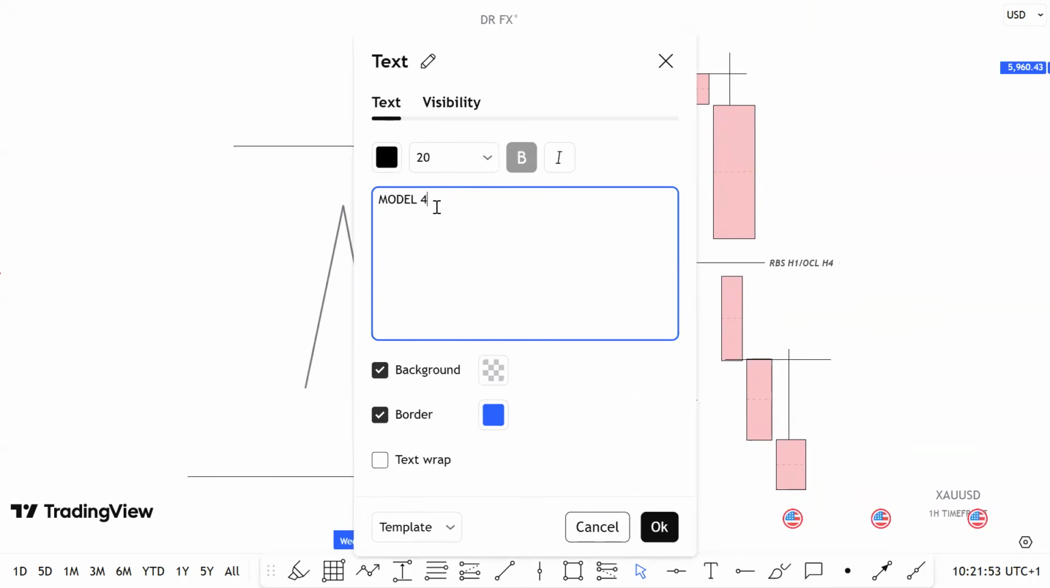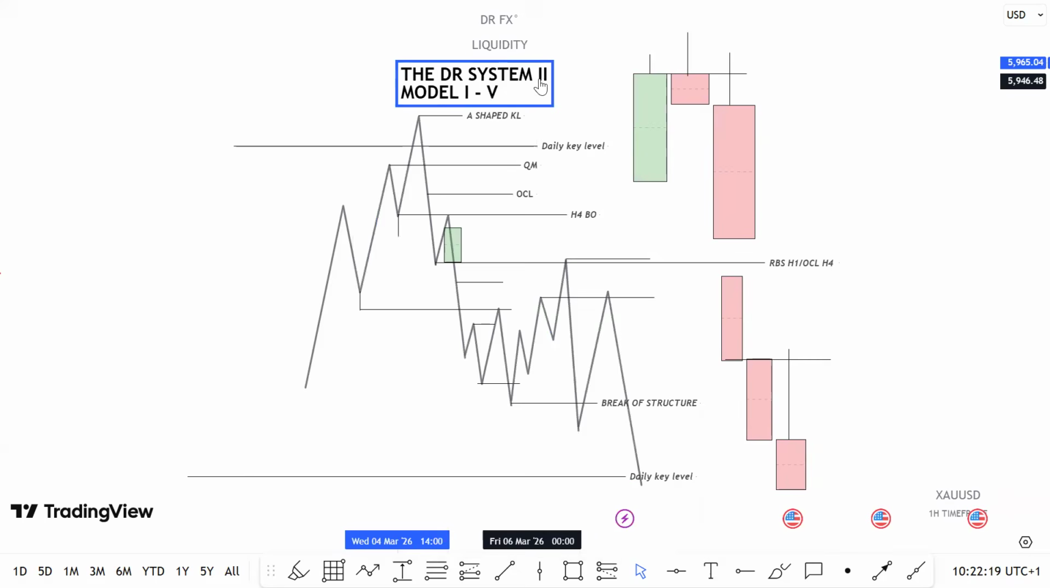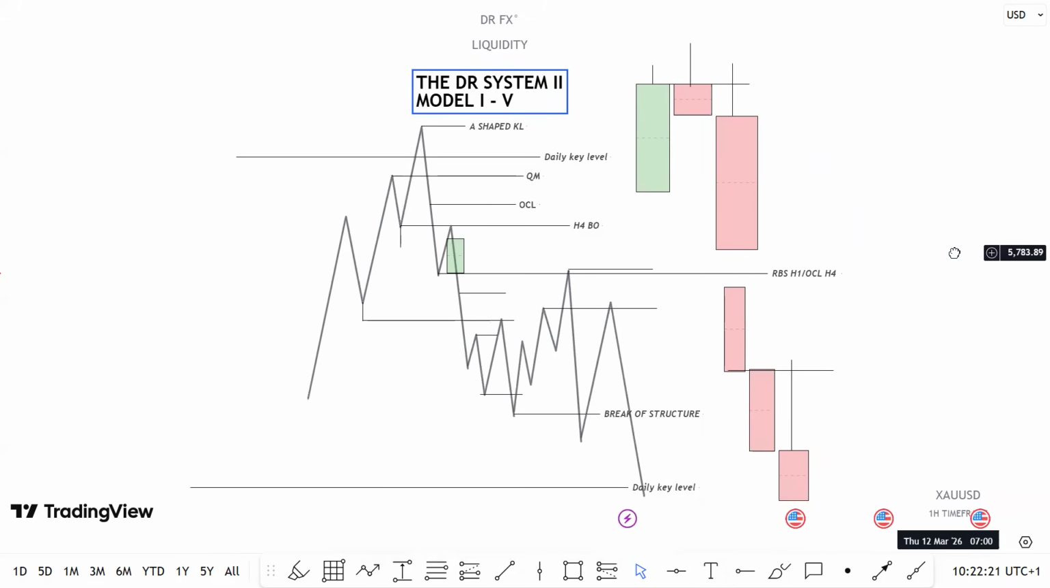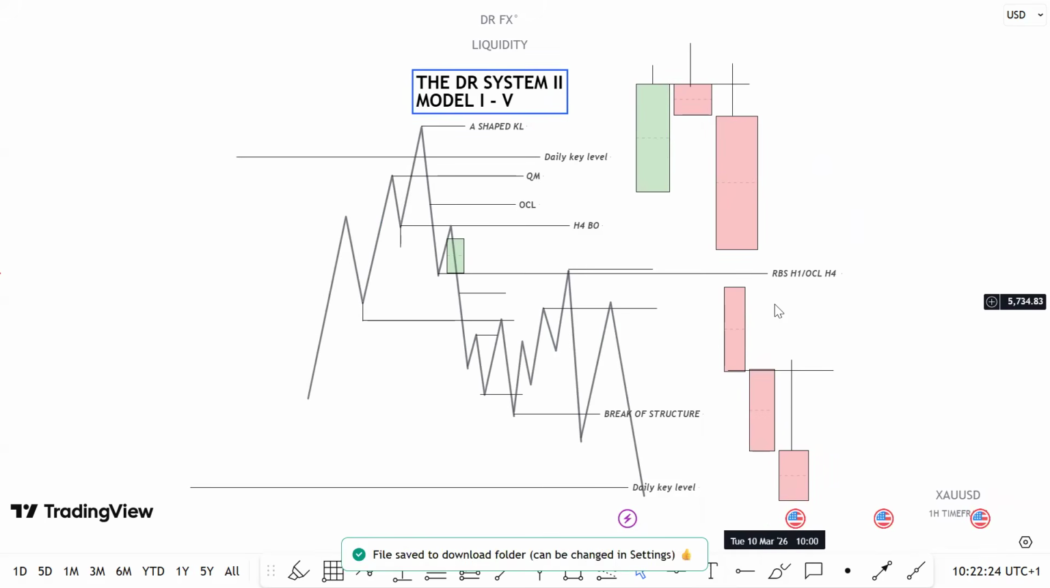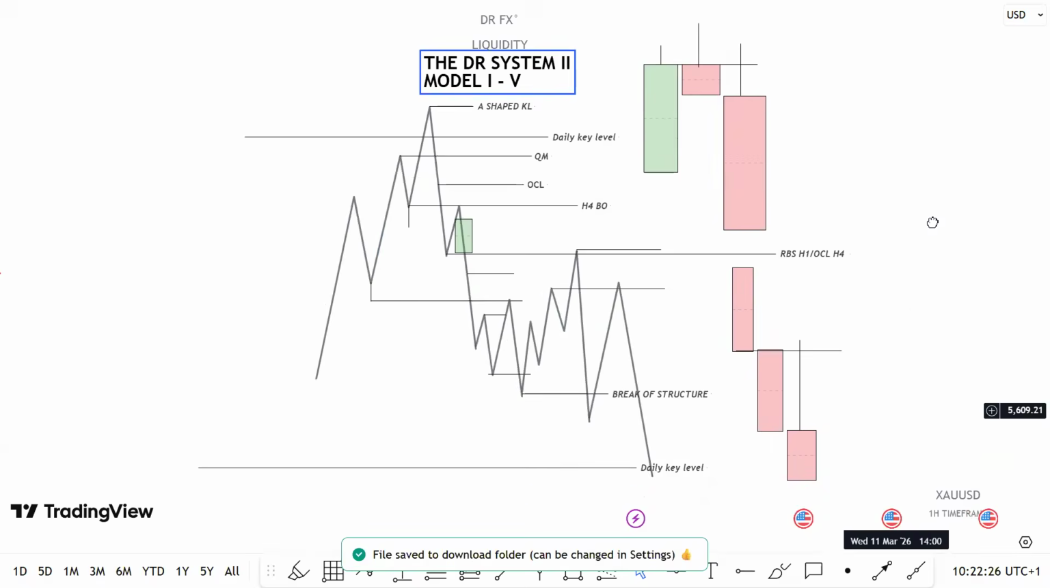So I'll name it models 1 to 5. Based on the name of the class, it is Doctor System 2, like this. Right? So this is it. And this is the entire thing we discussed today. Makes a lot of sense. Right? Okay, now let's come into the chart. Let's establish a storyline and let's see what we can do with it.